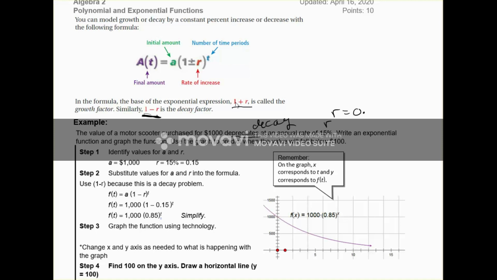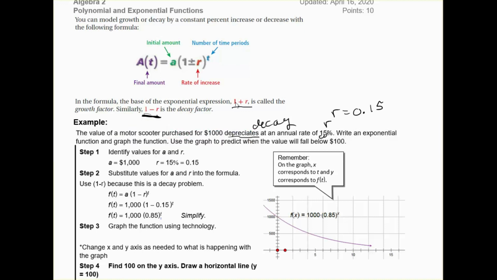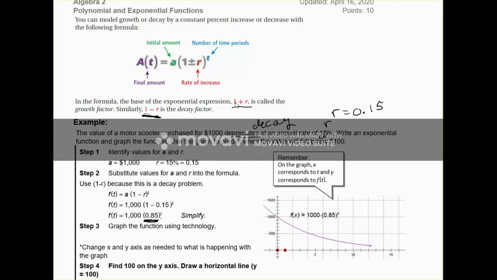So to change percents to decimals, you just move the decimal point over 2 places. So we get 0.15. So when we use this in the formula, we're going to use 1 minus 0.15, which is 0.85. And it was originally purchased for 1,000. That is the A value. And then it's to the t power.